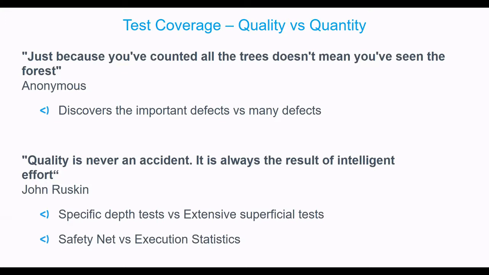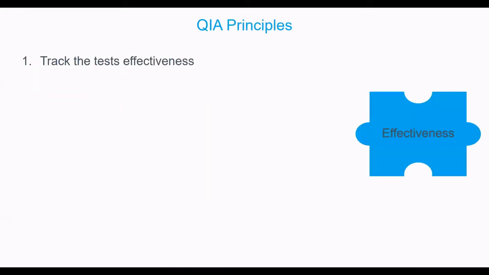I will talk more deeply about it in a few slides, and I will also give a few examples. But what I'm trying to say now is that quality is not an accident, right? It's always a result of intelligent effort that we need to do all the time in order to make sure that we are releasing with high quality. So the first key principle that we talk about is to track the test effectiveness. Right? This is the first step that you want to do.